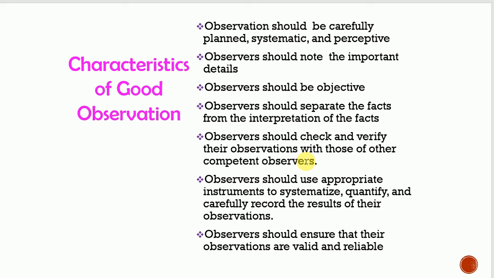Hindi naman ibig sabihin ng triangulation ay tatlo lang. It can be 4 or 5. Basta kailangan maraming perspective yung observation. Okay? Kaya madugo itong mga ganito, no? Mas maganda pa yung mag-survey ka na lang at diretso na, di ba? Observers should use appropriate instrument to systematize, quantify, and carefully record the results of their observation. At marami nang appropriate instrument yan, makikita nyo. However, syempre, karamihan dyan may bayad. Kaya talagang yan ang binabayaran doon. Observers should ensure that their observations are valid and reliable, of course, needless to say.